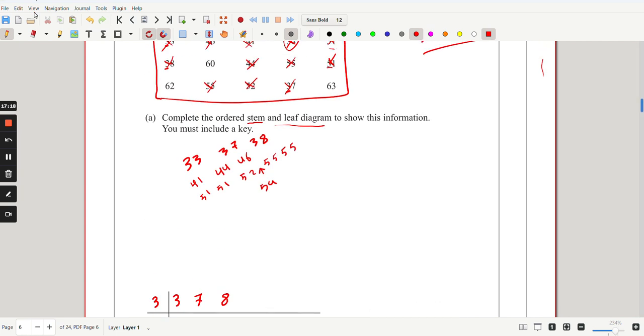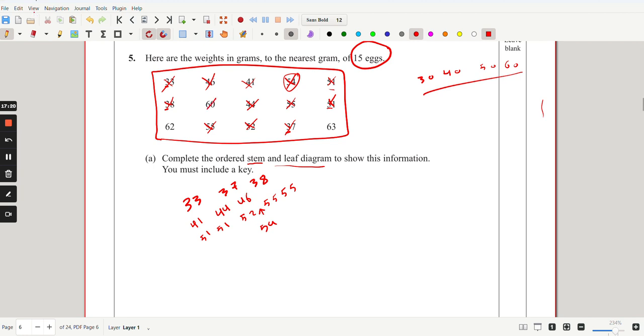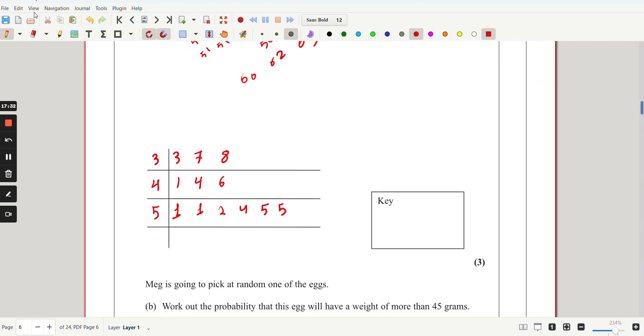Now 60, we have 60, then we have 62, then we have 63. All are done. So 0, 2, 3. Now the stem is like this. Here we have 3 in the ones, the smallest one. So 33, which is equal to 33 grams.